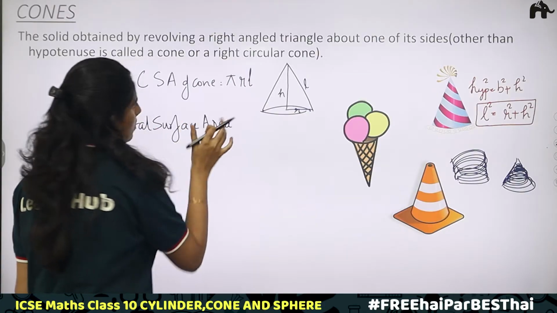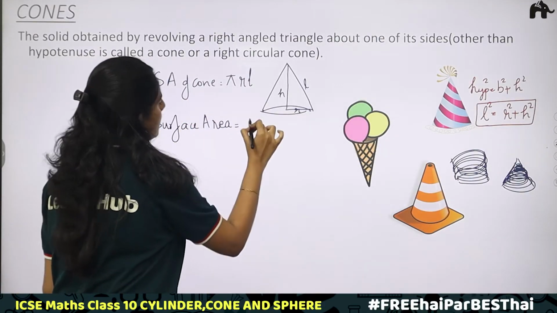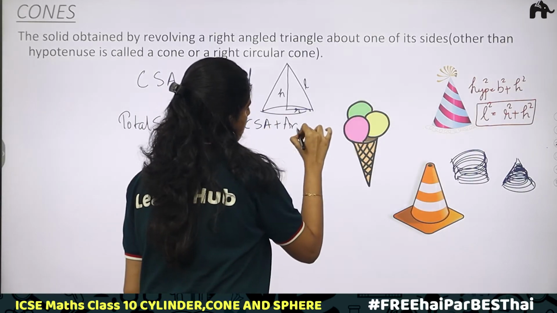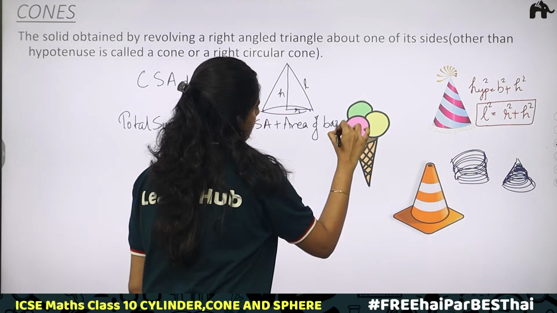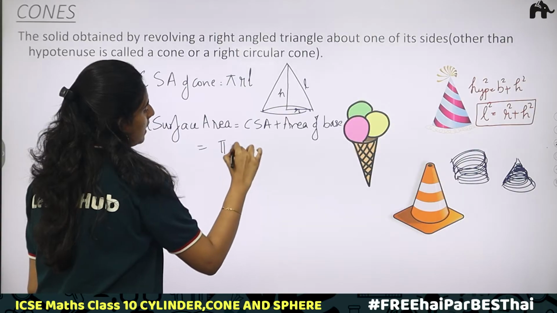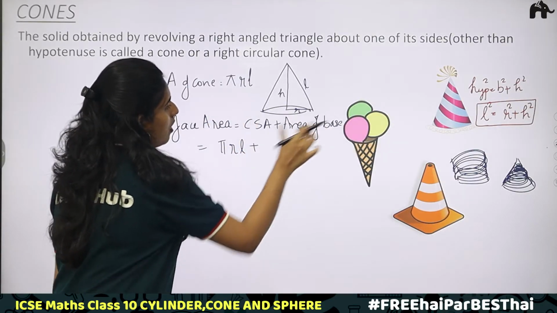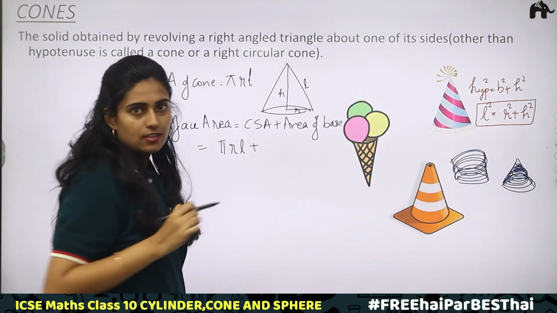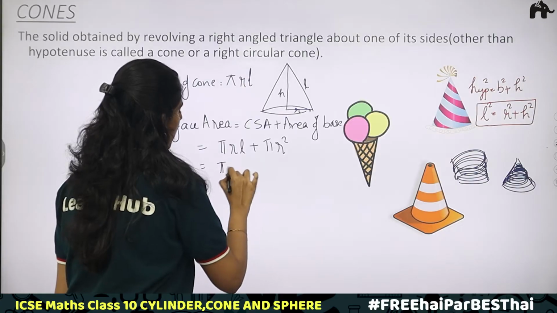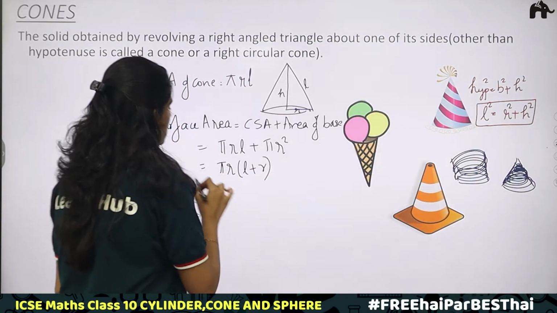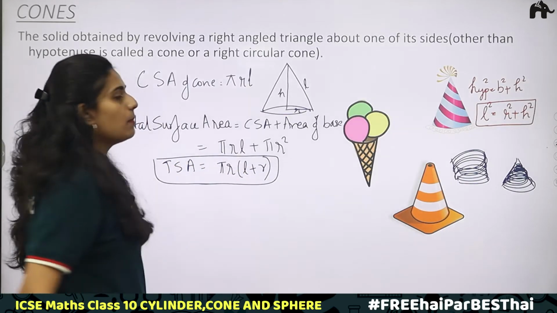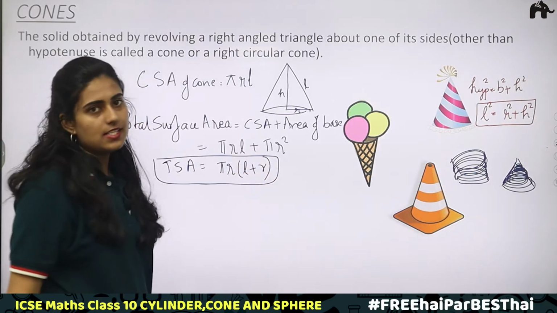So in order to find the total surface area, you will be adding curved surface area plus area of base. What is the curved surface area? Curved surface area is pi r L, and area of base. Base is circle. For circle, the area is pi r square, which gives pi r into L plus r. So this is the formula to find total surface area. Total surface area is equal to pi r into L plus r.